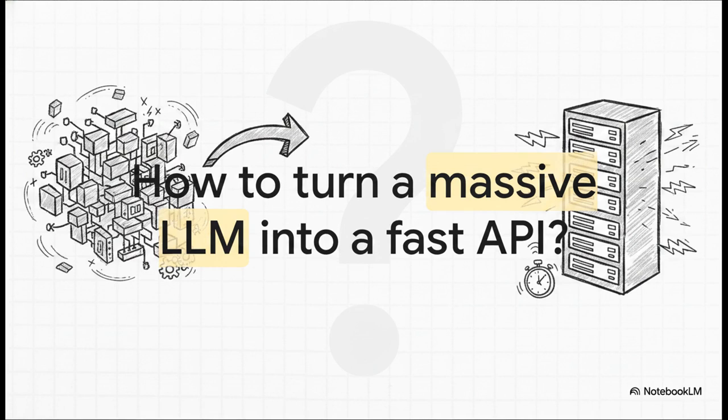Because look, it's one thing to run a script on your laptop while your cooling fans sound like a jet engine taking off, right? But it is an entirely different beast to build a server that can handle multiple users at the exact same time without crashing or completely freezing up. These pre-trained Hugging Face models are incredibly powerful, but man, they are computationally greedy. If we aren't careful with our design, literally a single text prompt could bottleneck your entire application. So we're going to see exactly how to prevent that.